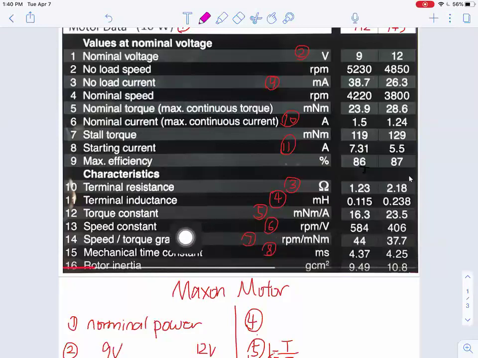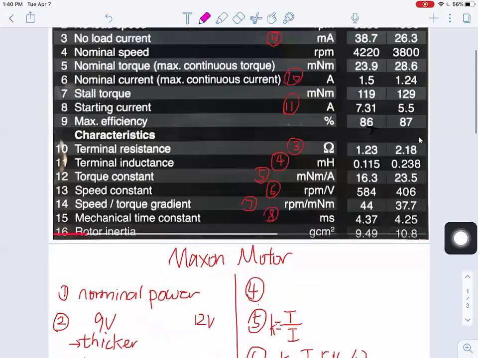Next, we can look at the torque constant. We mentioned this torque constant is one of the most important parameters for DC motors. Torque constant is defined as T divided by current, T over I, right? As you can see, the unit here is milli-newton meter per amp. The motor with higher voltage will give you a better torque, a higher torque constant.